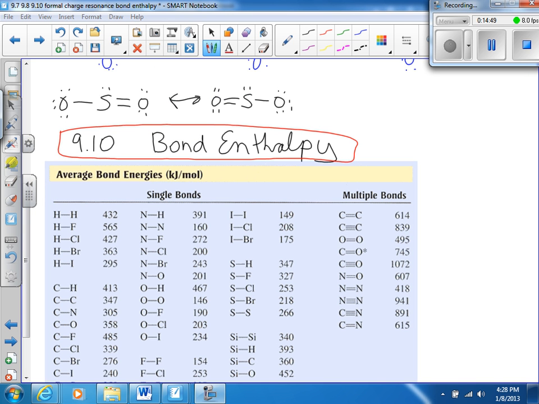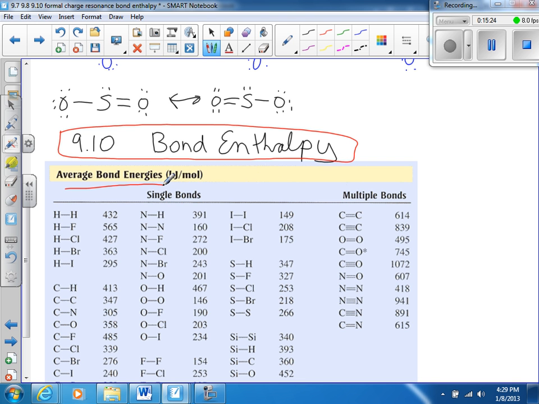All right, moving on. Section 9.10, bond enthalpy. So, we learned in Chapter 6 about thermochemistry, and we learned that the heat of a reaction is the heat of formation of the products minus the heat of formation of the reactants. Now we're going to learn how to calculate the heat of a reaction using what is called bond energy. Now, bond energy is the amount of energy you need to put into a bond in order to break the bond.